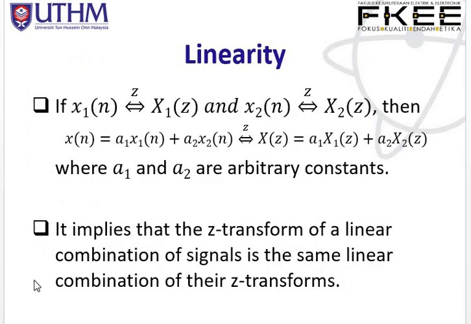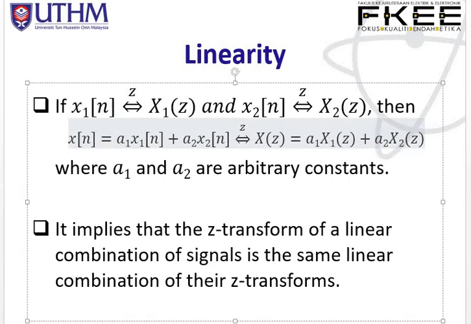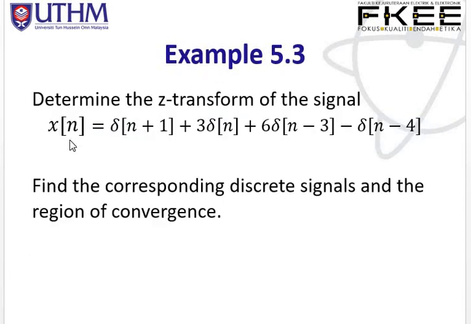First of all, let's look at the linearity theorem. If the Z transform of x1(n) is X1(z), and the Z transform of x2(n) is X2(z), then x(n) equal to a1 x1(n) plus a2 x2(n) is equivalent to a1 X1(z) plus a2 X2(z), where a1 and a2 are constants. This implies that the Z transform of a linear combination of signals is the same linear combination of their Z transforms.